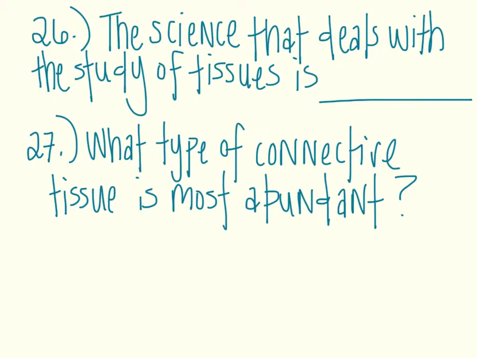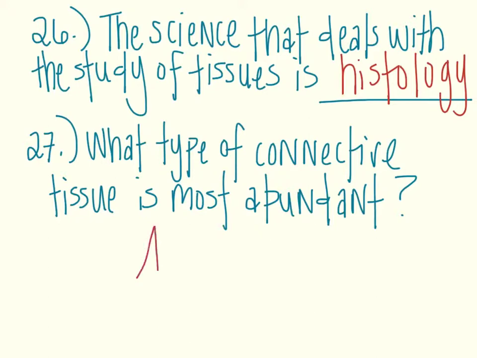Question 26, the science that deals with the study of tissues, is known as histology. So histology is the study of tissues. And then what type of connective tissue is most abundant? The answer here is areolar. So 27 is areolar.